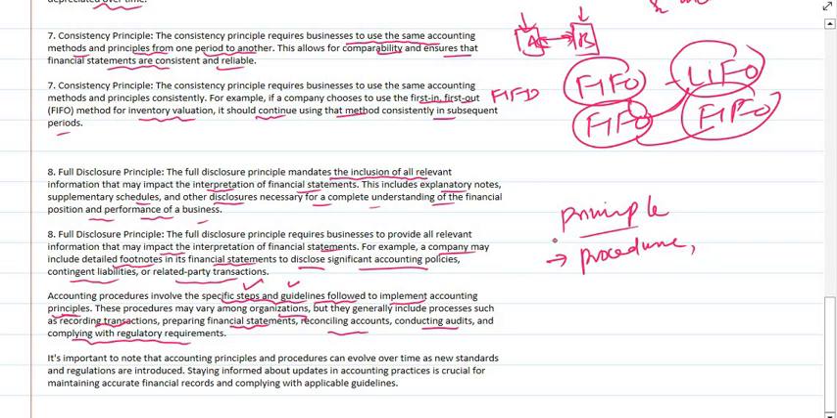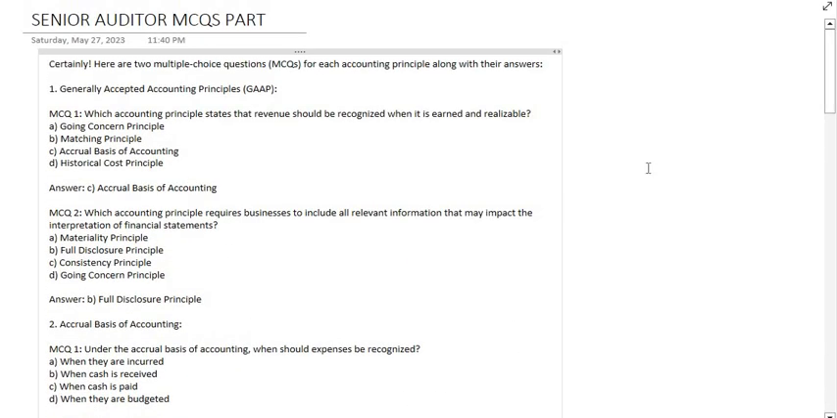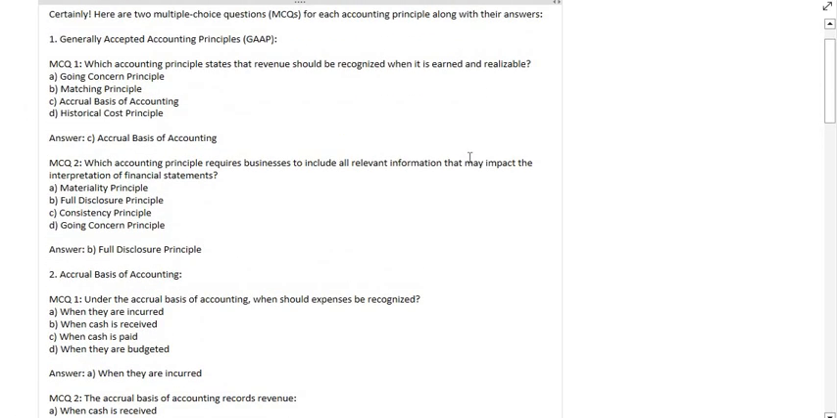So we have just finished the accounting principles and procedures. Now let's go to the MCQs. We'll discuss the MCQs and then we'll wrap up. Here are the MCQs. The first MCQ will be related to the generally accepted accounting principles.